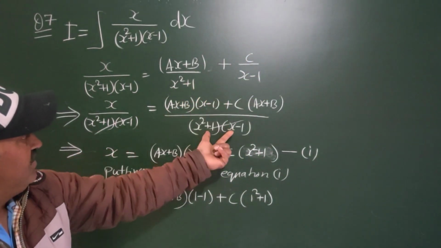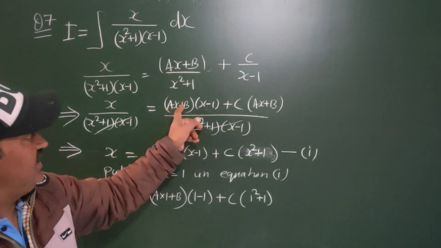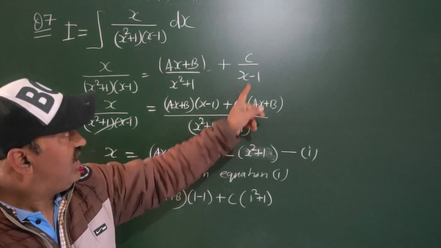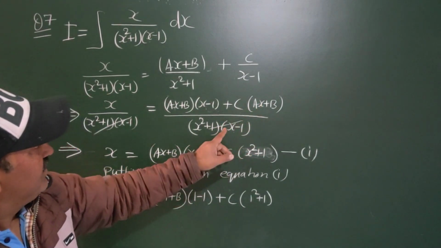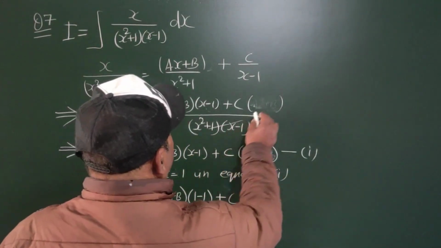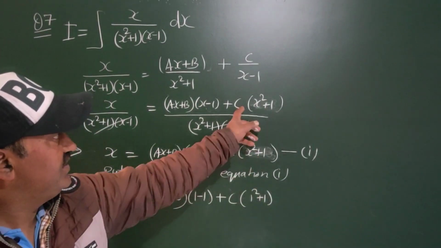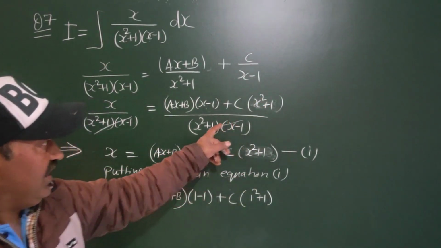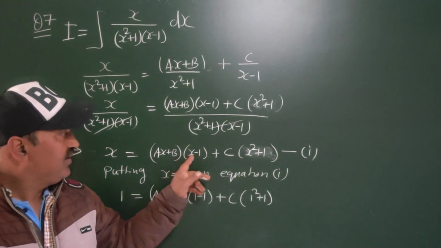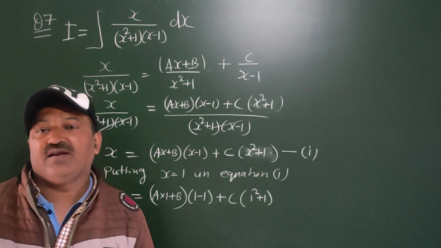Taking the LCM, we get (x^2 + 1)(x - 1). This becomes (ax + b) into (x - 1) plus c into, after cutting this we get, c into (x^2 + 1). Cutting the LCM by the denominator, we get x is equal to (ax + b)(x - 1) plus c(x^2 + 1). This is equation number 1.